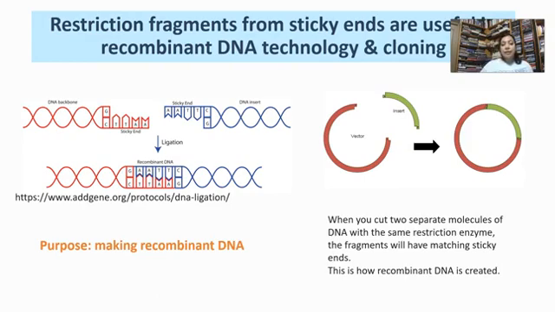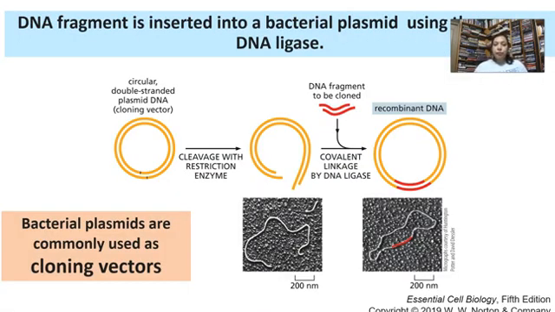So the purpose of this is to make recombinant DNA. DNA fragments are, like I said, usually inserted into bacterial plasmids, which are circular DNA structures, using the enzyme DNA ligase. You start off with your circular double-stranded plasmid DNA. That's going to be your cloning vector. We cut it using the restriction enzyme that we are working with. We also cut the DNA from the fragment that we want to clone, either from an organism or from a cell.